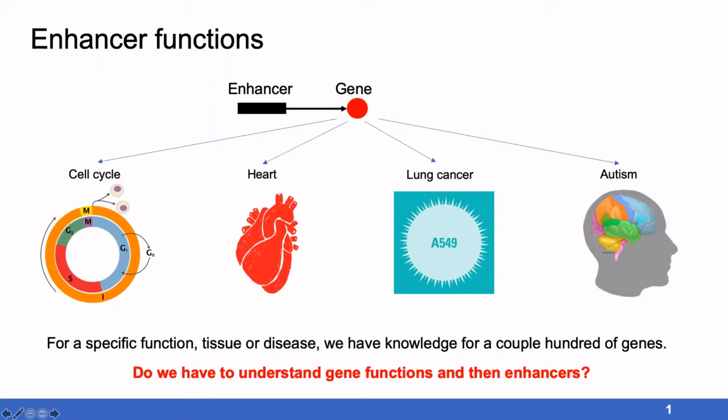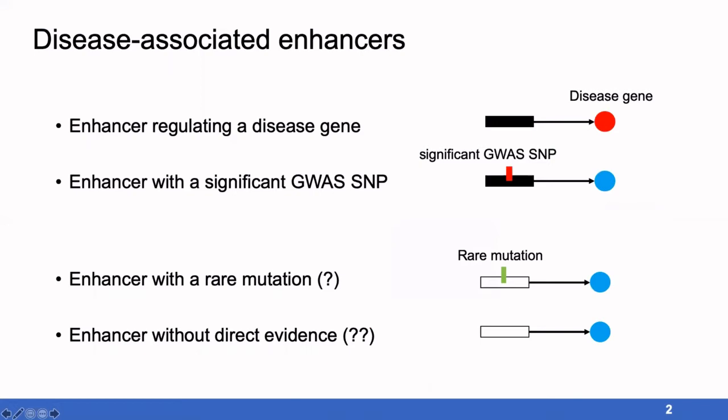We need to think about, do we really need to understand gene function first, then enhancers? So my work is trying to understand the enhancer function based on existing knowledge, rather than wait for the bottleneck of gene functions. So let's take a disease for example, because so many people are interested in disease study. If we say an enhancer can be associated with a disease, say it's regulating a disease gene, or from a GWAS study, you found a very significant GWAS SNP within the enhancer body.